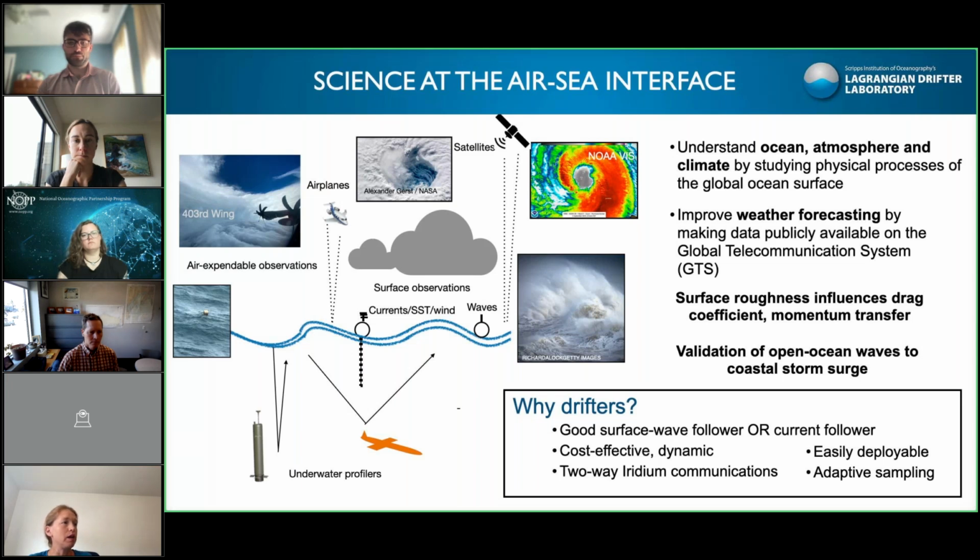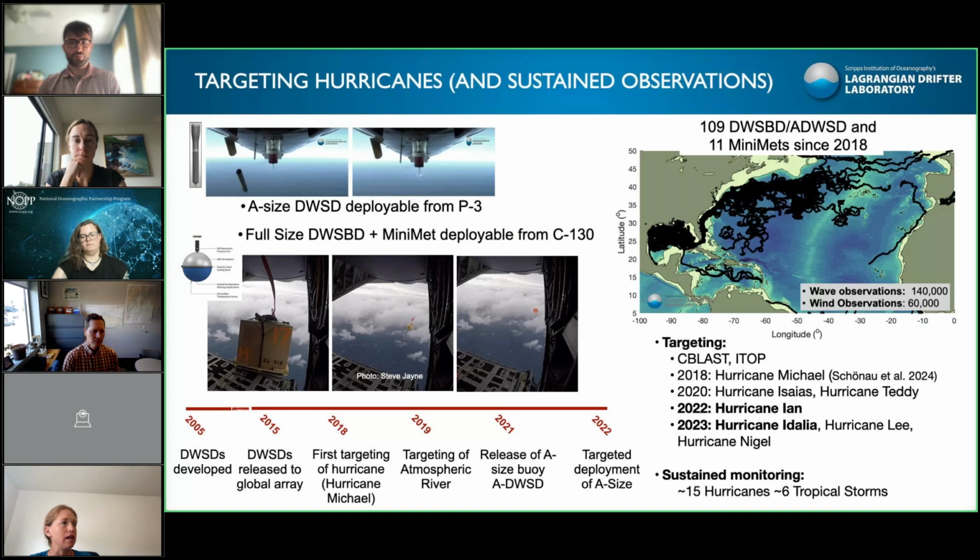So as I mentioned, we have two types of drifters. We have the A-size drifters that are deployable from a P3. That's the bottom of the NOAA P3. But we have been deploying drifters into hurricanes before that, typically with the 53rd Hurricane Hunters. So out of the back of a C-130, we push a big package of a wave drifter along with a mini MET drifter, which has a sonic anemometer.